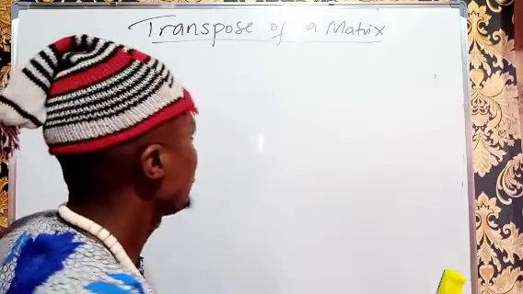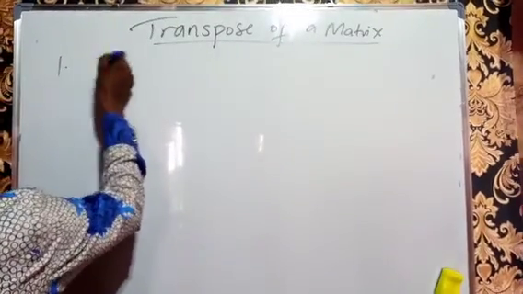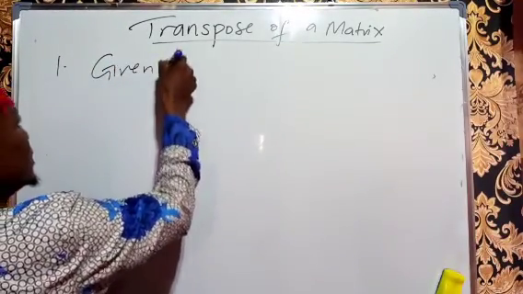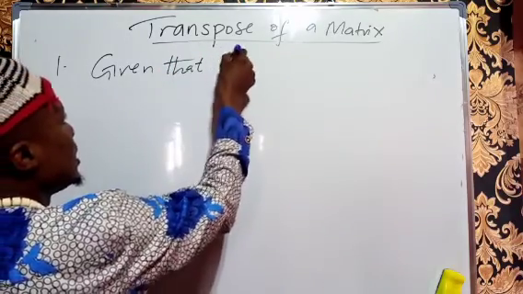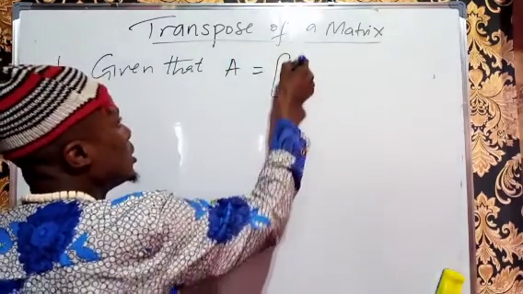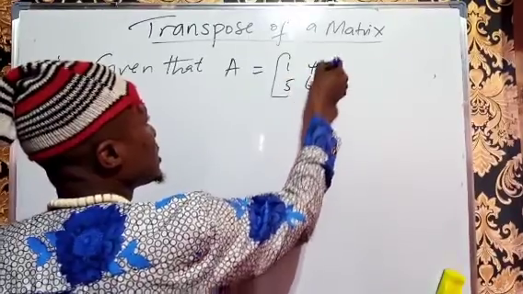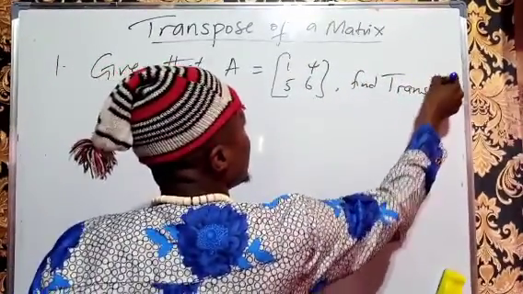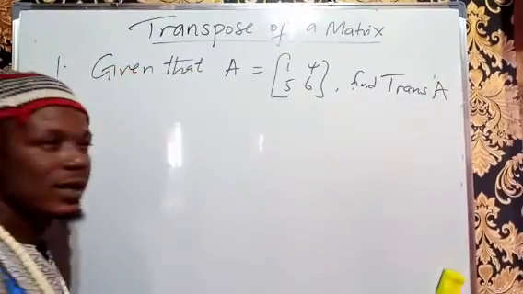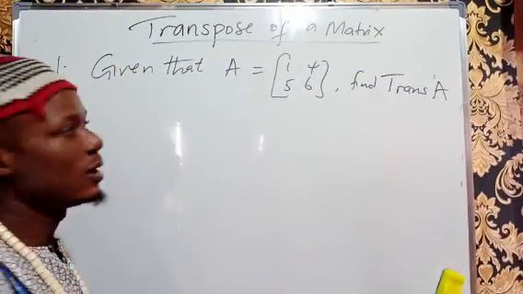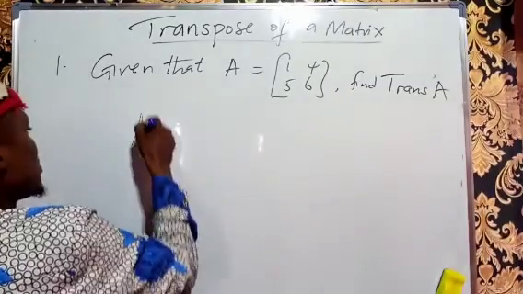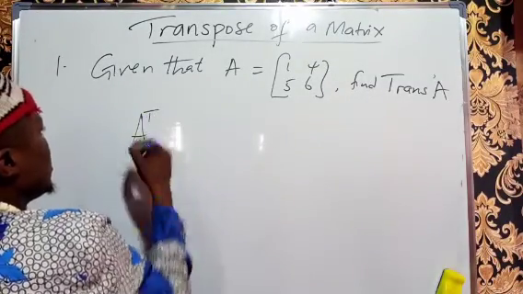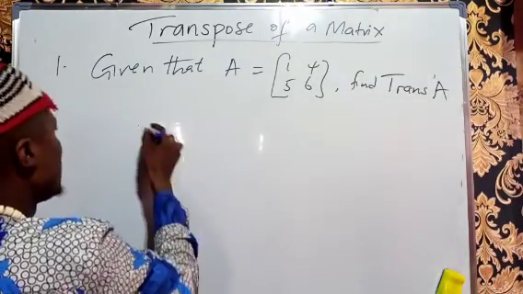Alright, okay, for example now, given that A equals 1, 4, 5, 6, find trans A. When you see trans A, know that they're asking you to get the transpose of A. So now A transpose, or rather trans A, is something.